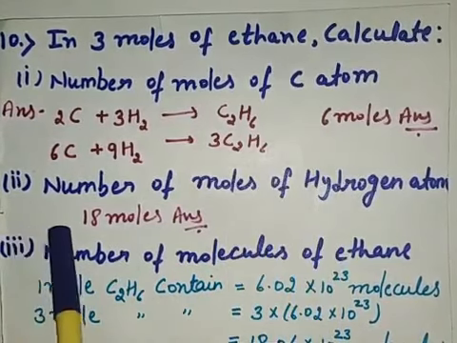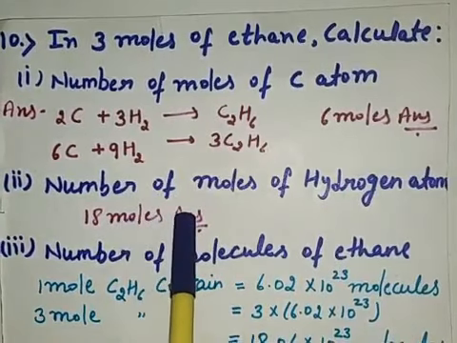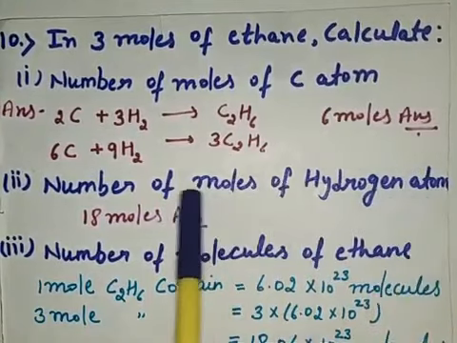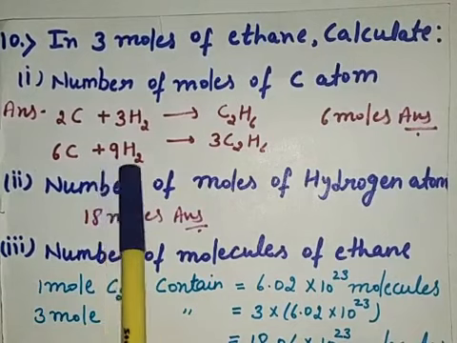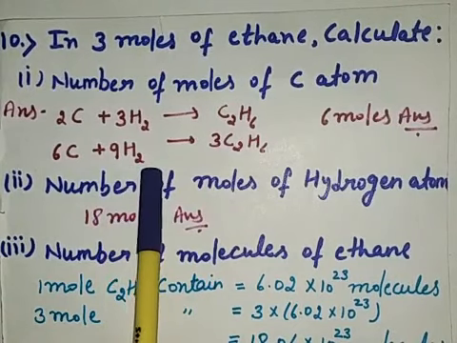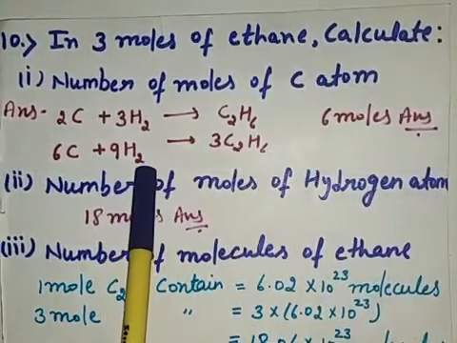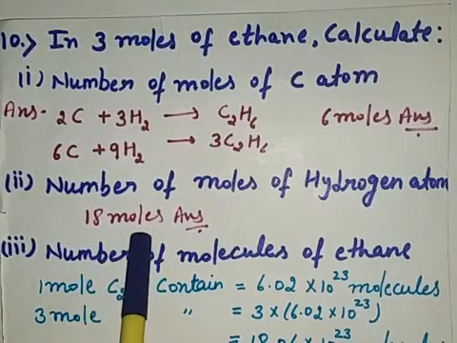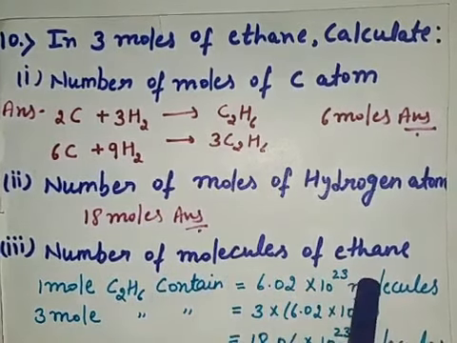Now in second part, number of moles of hydrogen atom. As you can see here, in question, number of moles of hydrogen atom, not molecule. Now 9 molecule, here 9 is written, so H2 is molecule, but we have to tell number of moles of hydrogen atom. So here 9 multiplied with 2, so 9 2s are 18, so that means 18 moles of hydrogen atom is answer.